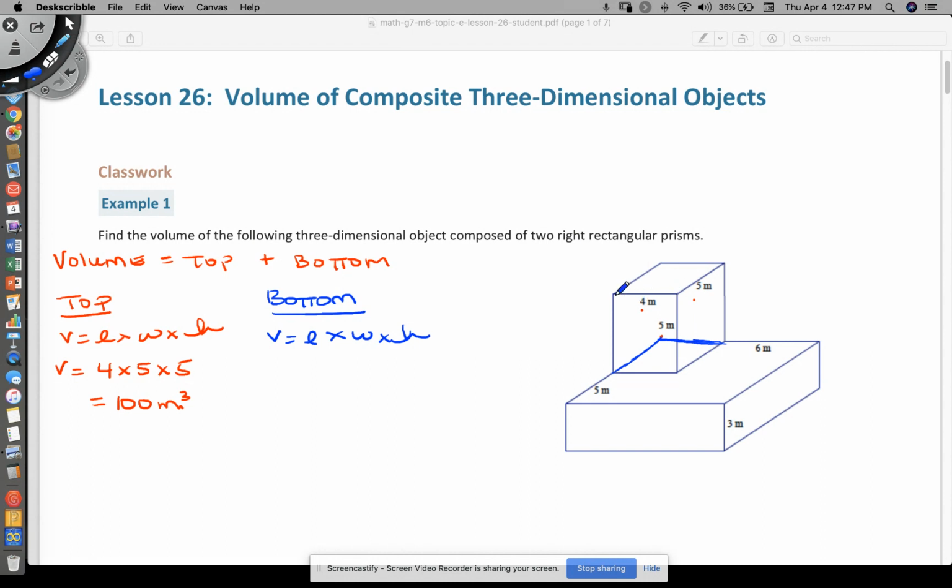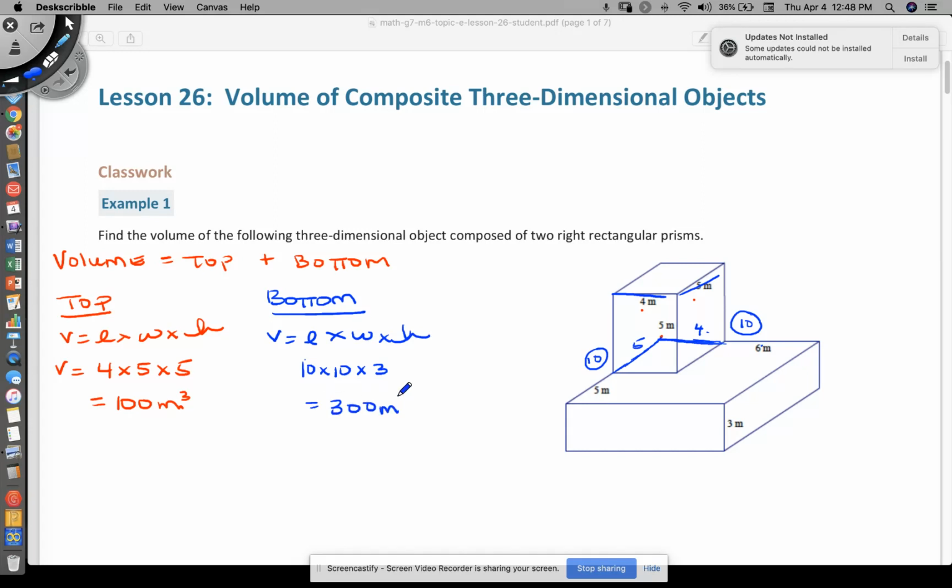All right, now if this side here is 4, that means this down here is 4. So 4 plus 6 actually gives me a 10 over here on this end. And then this one up here is 5. That means this down here is 5. So the 5 and 5 also give me a 10. So my numbers are 10, 10, and 3. So that's what I'm going to multiply together. I'm going to say 10 times 10 times 3. And that's going to give me 300 meters cubed.